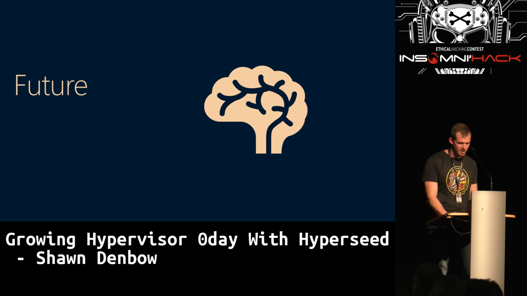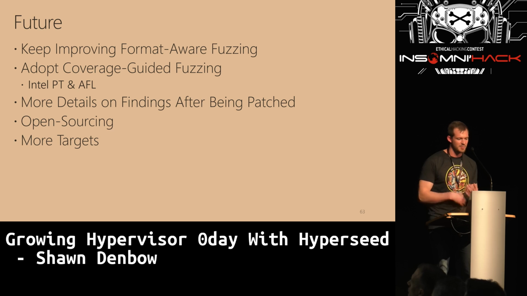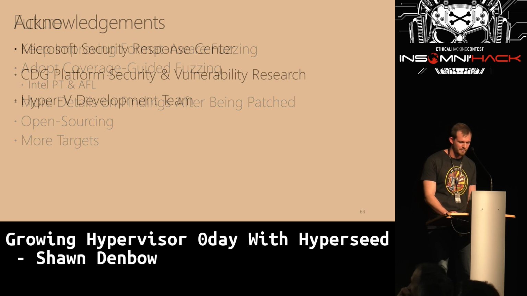All right. So now we're going to talk about the future. Essentially, keep improving this and adopt coverage-guided fuzzing. We now have Intel PT working within the hypervisor, so we can start working on getting an AFL set up on this. We'd also like to get a little bit more details after bugs get patched, and maybe open sourcing. That one might be a little bit more difficult.